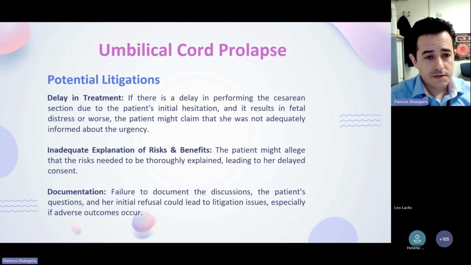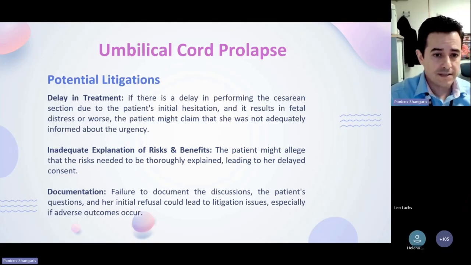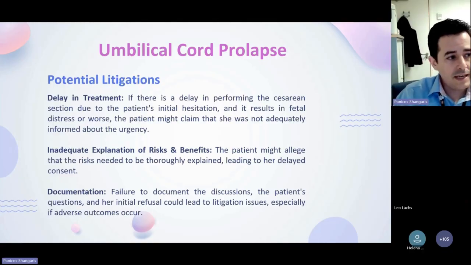So potential litigation in this case is if there is a delay in treatment. In this case, we need to do a category 1 emergency cesarean section. I will go through the categories of the emergency cesarean after the next case. So if there is a delay in taking this lady to theater, for example, and then the baby dies, they can sue the hospital that there wasn't a fast enough response to deliver the baby within 20 or 30 minutes.